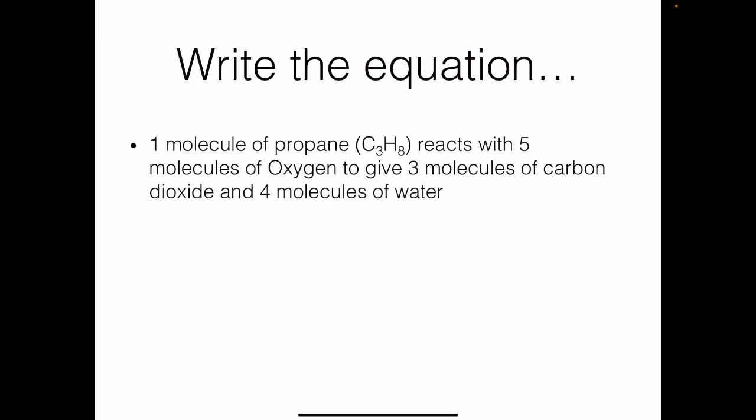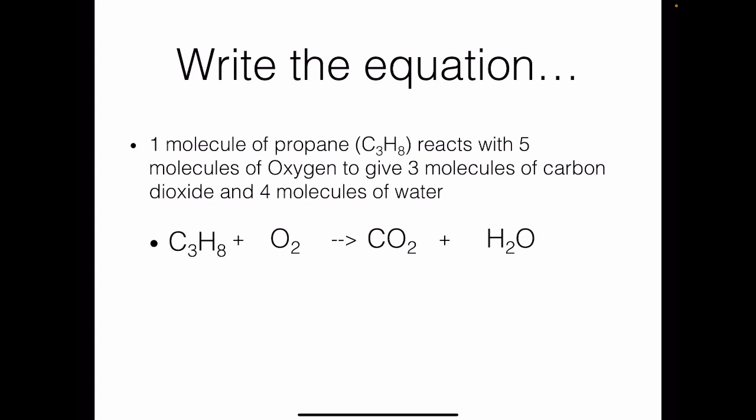So if I'm asking you to write the equation, 1 molecule of propane reacts with 5 molecules of oxygen to give 3 molecules of carbon dioxide and 4 molecules of water, you'd probably start by writing the compounds given. So we know we have propane, C3H8. We know we have oxygen. We know oxygen is one of our diatomics, so we know that's going to be O2. And we know that gives us CO2 and H2O.